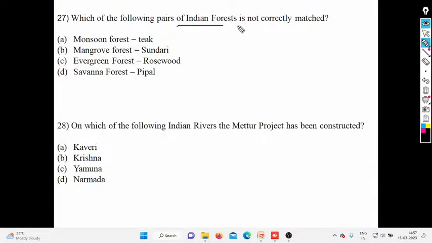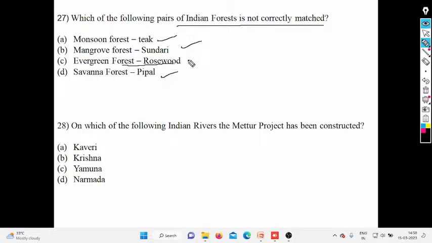Which of the following pairs of Indian forest is not correctly matched? Monsoon forest, teak. Mangrove forest, sundari. Evergreen forest, rosewood. Savanna forest, peepal. Monsoon teak, mangrove sundari is correct. Monsoon teak is correct. Savanna peepal is correct.